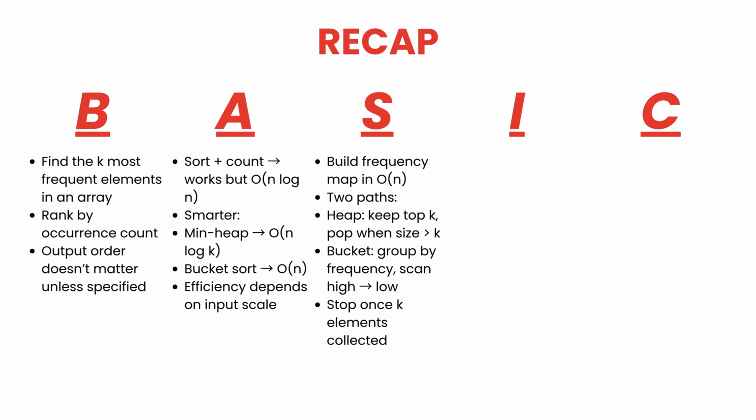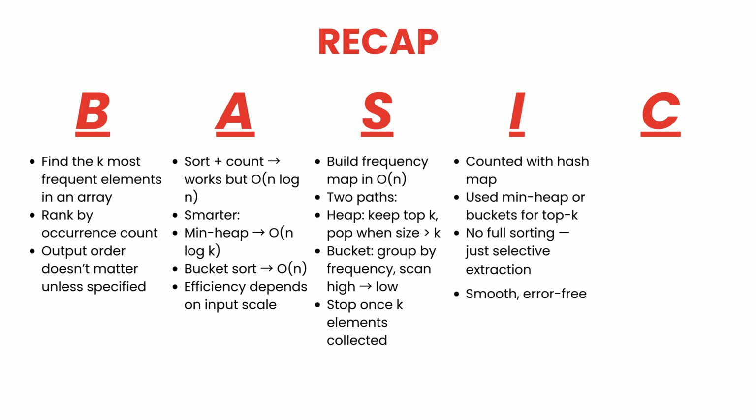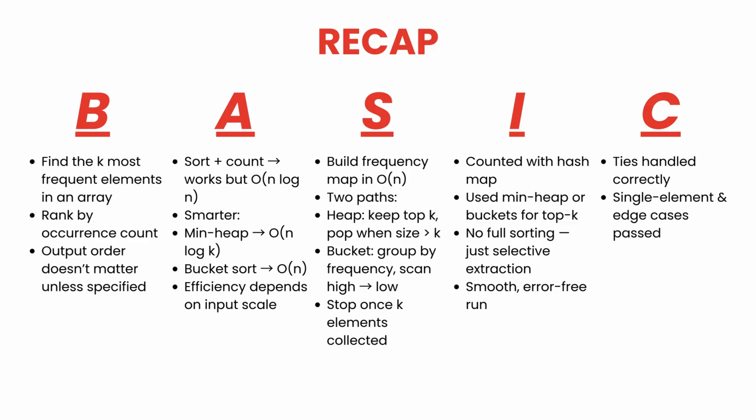Bucket sort. Create buckets indexed by frequency, drop each number into its bucket, then scan from high to low until we have k. We followed that blueprint, first counting with a hash map, then either maintaining a size k min heap or filling frequency buckets. No extra sorting of the entire dataset, just the necessary work to surface the winners. We validated on examples like 1, 1, 1, 2, 3, with k equals 2, confirming the result, 1, 2. Variations with ties and edge cases like a single element array behaved as expected. The solution ran cleanly and passed the test cases.